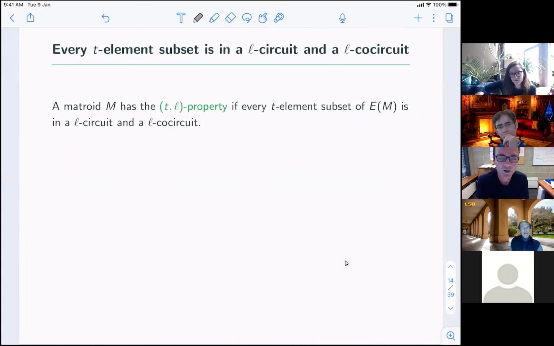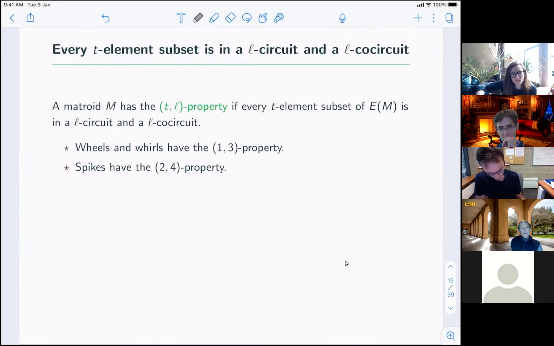So a matroid has the T,L property if every T-element subset is in an L-circuit and an L-co-circuit. What can you say in that situation? T and L are parameters, so it's something a bit more generic than what we've just been talking about. For example, wheels and whirls have the 1,3 property. Every element is in a 3-circuit, and every element is in a 3-element co-circuit. Spikes have the 2,4 property: every pair of elements is in a 4-circuit, and every pair of elements is in a 4-co-circuit. Can you say something a bit more generic about these things?